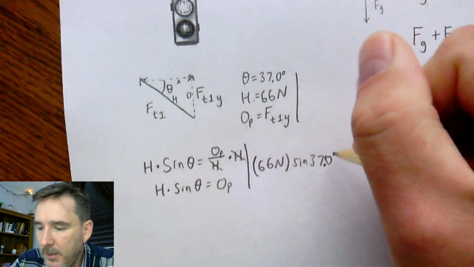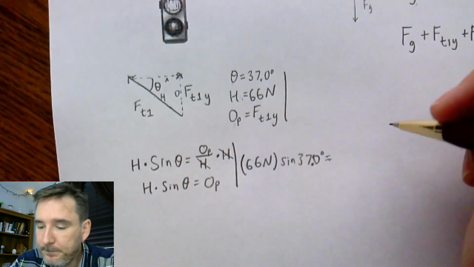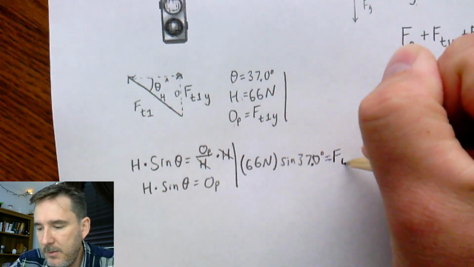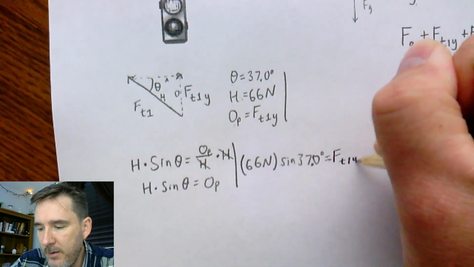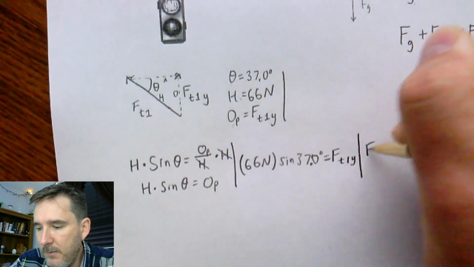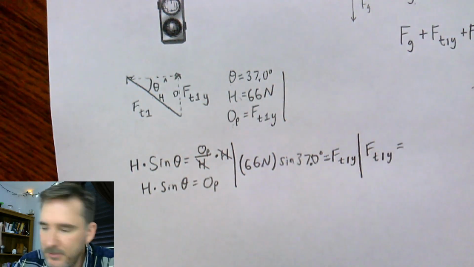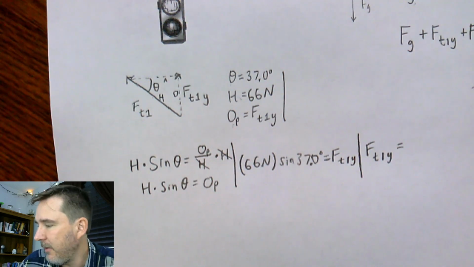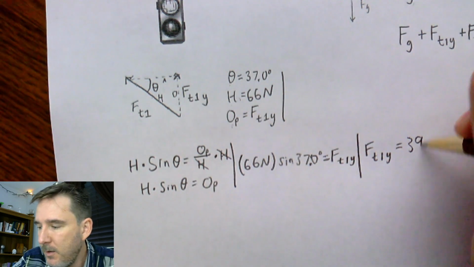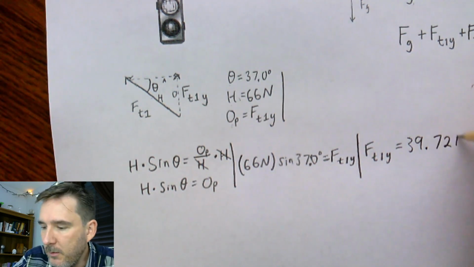I got a little ahead of myself. And that will equal our opposite side. And our opposite side is Ft, the force of tension of the first wire in the y direction. And so when we solve this, the force of tension of the first wire in the y direction is, let's see, I've already solved this, 39.7. Plug it in your calculator, make sure you get the same answer as I did. But I got 39.7, and we'll just round it to 39.72 newtons.